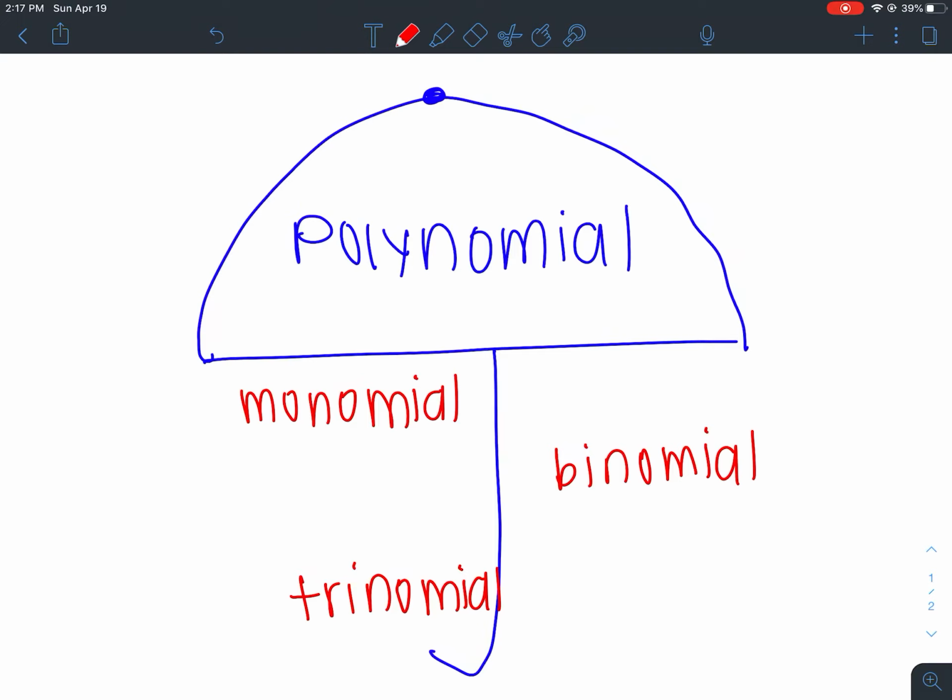We learned monomial, binomial, and trinomial, and we talked about these back in Unit 1 when we were talking about polynomials for the first time. The reason why I have those all under an umbrella for polynomial is because polynomial can be the umbrella term for all of it, right? A monomial is technically a polynomial, but it gets a special name for a reason. So monomial, binomial, and trinomial are special names for polynomials, but they're all considered polynomials.